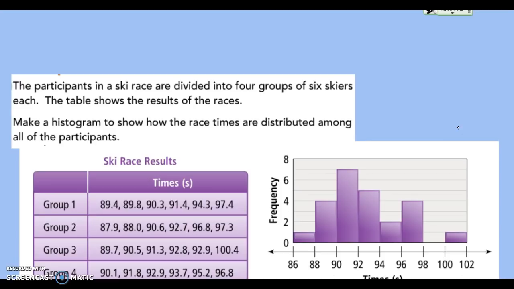So when you're done, your histogram should look like this. So you need to double check and make sure that you have the same number of pieces of data in each of your intervals that you see here on this bar graph.